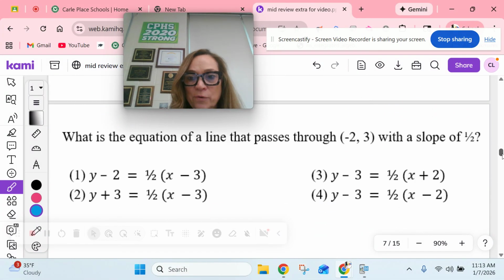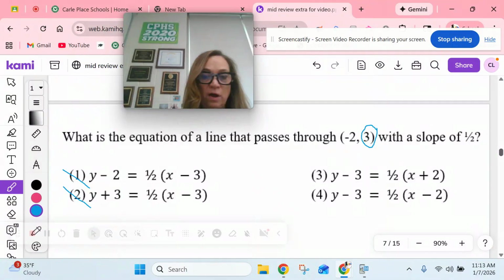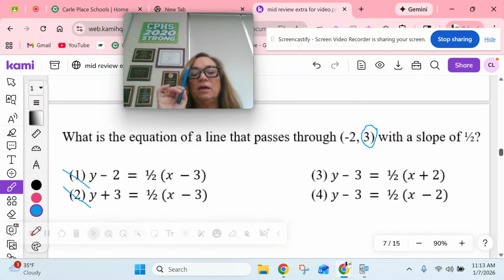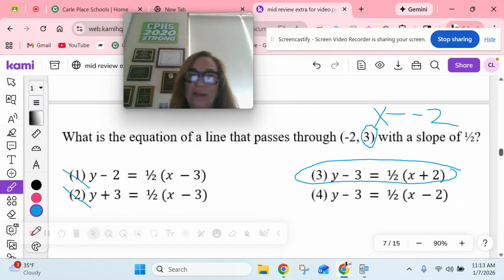All right, what is the equation of a line that passes through the point with a slope? So on the reference sheet, there's point-slope form. And you would just look at it on the reference sheet. It's y minus y. So this is the y. So these are both wrong. Okay, y minus y equals slope. They all have the half. And then it's x minus x. So what I have is x minus a minus 2, which makes it plus 2. Okey-doke.